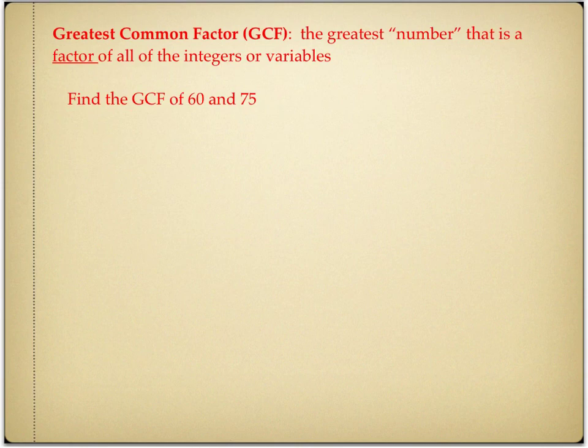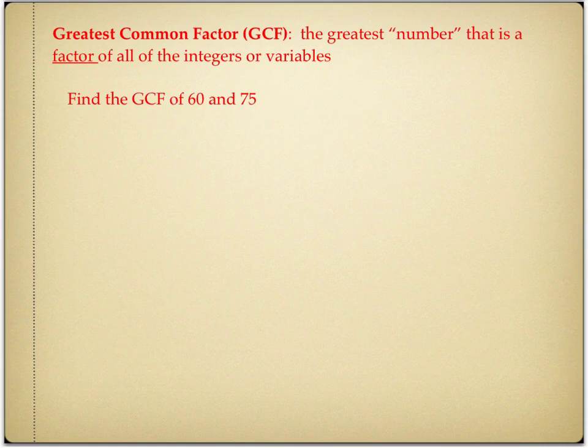Now here we have something called the greatest common factor, and that's the greatest "number", and by number I have that in quotes because it won't always be just numbers. Sometimes it'll be algebraic expressions with variables and powers and stuff like that. So I'm going to try to find the greatest number that's a factor of all the integers or variables. And again, you might remember doing this before, perhaps. A couple ways you could do this.